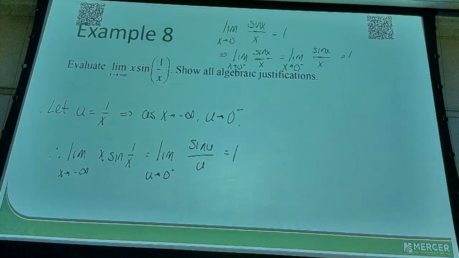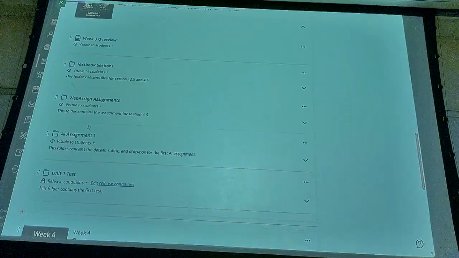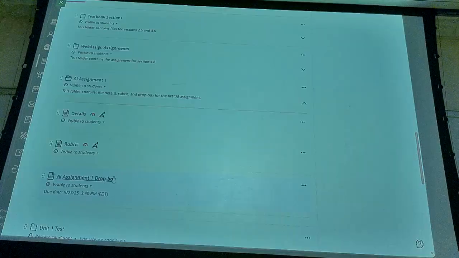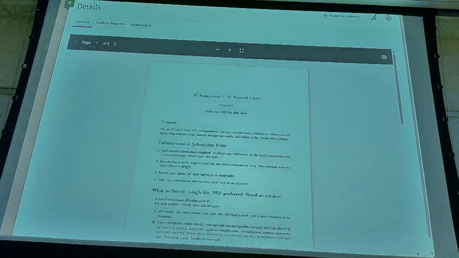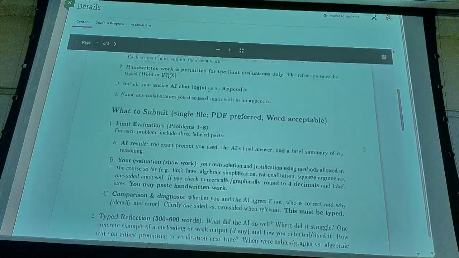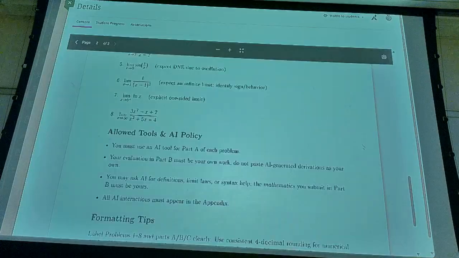Bad news. You have to do an AI assignment and a test. The AI assignment's not bad. It's just a bunch of limits, I believe. I don't remember exactly how many. Eight limits.